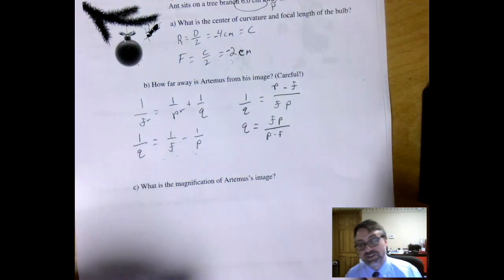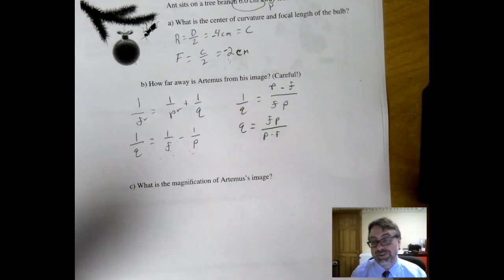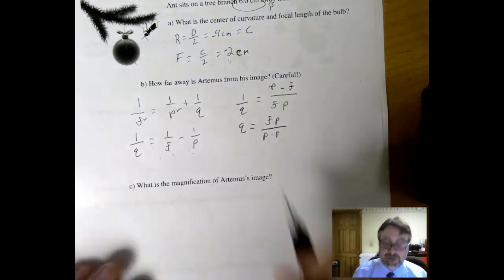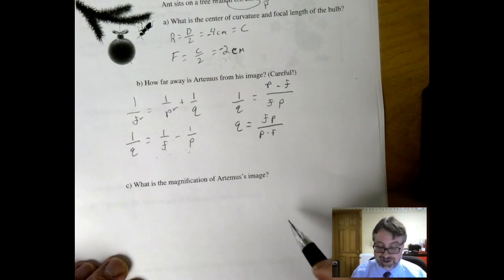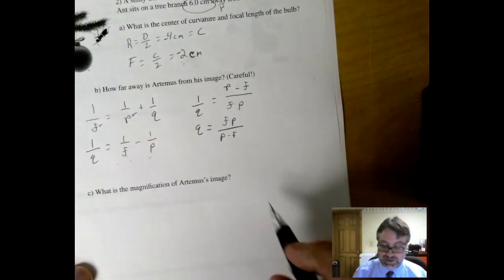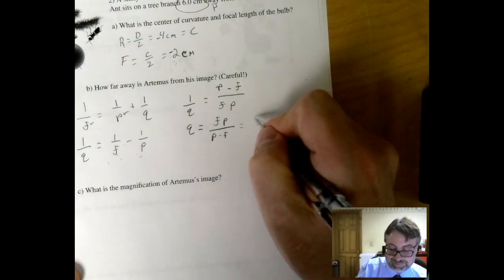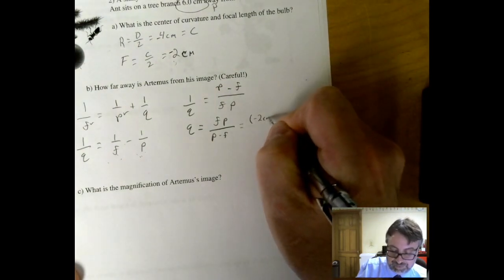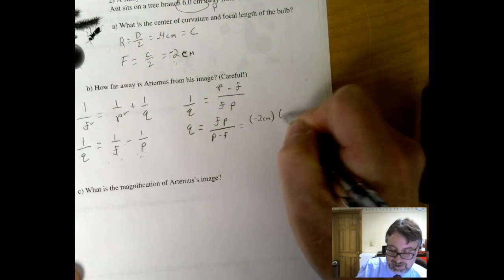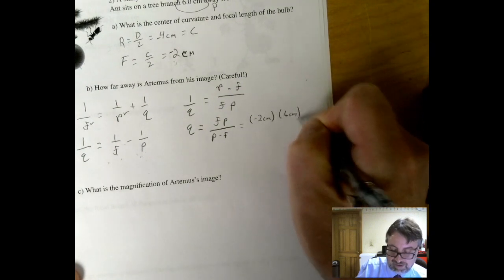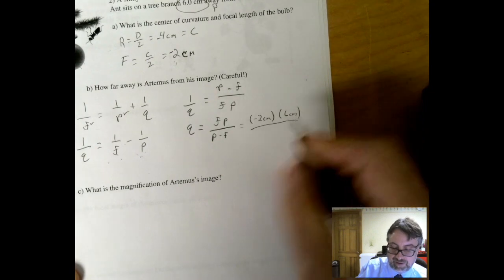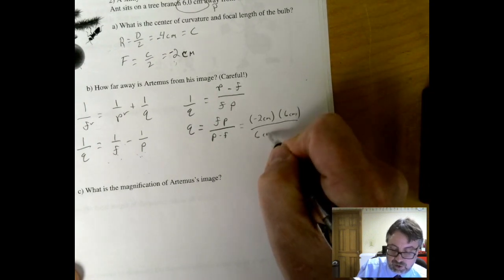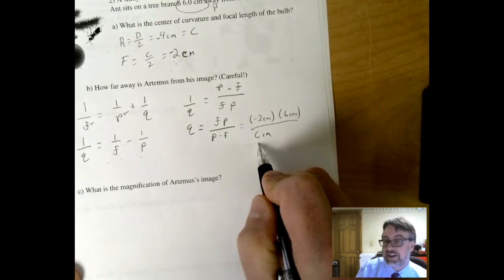Now, you do this enough times, you'll see that there's only a couple different ways. There's only 3 ways to solve this equation. You'll get similar equations every time. Now let me put in the numbers. My focal length was minus 2. The ant was 6 for P. Then I have 6. Notice that the distance for the ant's not negative because the ant is real.